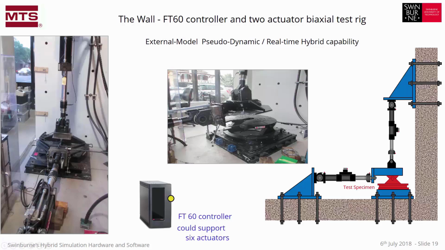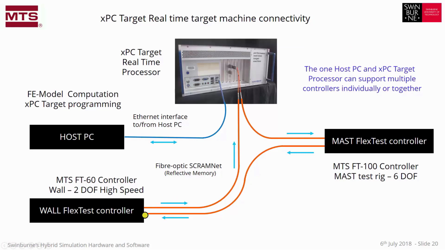And for that reason, the FlexTest 60 controller is also connected to the SCRAMNet. So we can see here now where our wall controller is hooked into the same SCRAMNet as the mast controller. And it's just a matter of opening a loop and putting in another controller. We could add 2 or 3 other items, data acquisition equipment, or other controllers to the loop. So we can see here now where the host PC can support either the mast or the wall controllers independently, or we could run both of them together. We can actually have other actuators pushing on items under the mast.